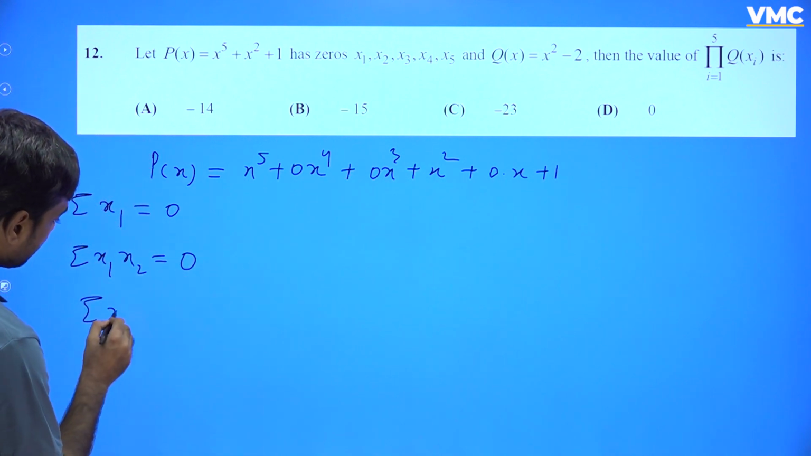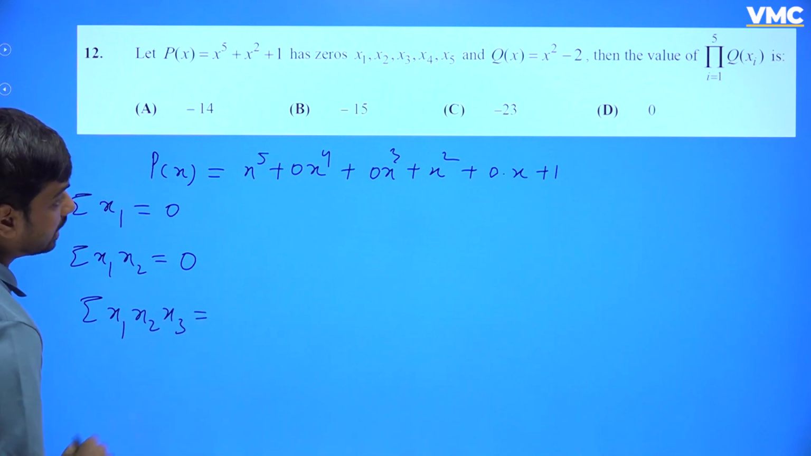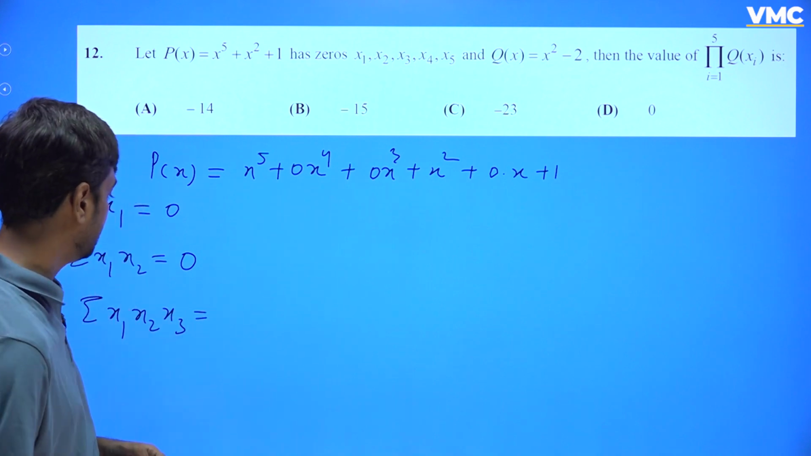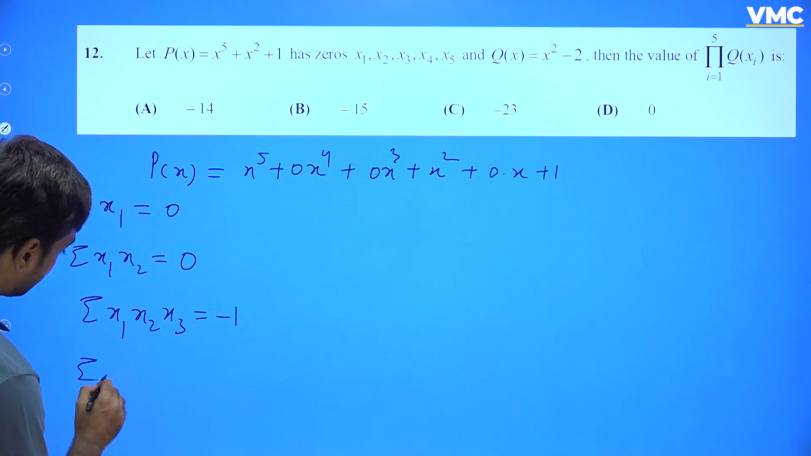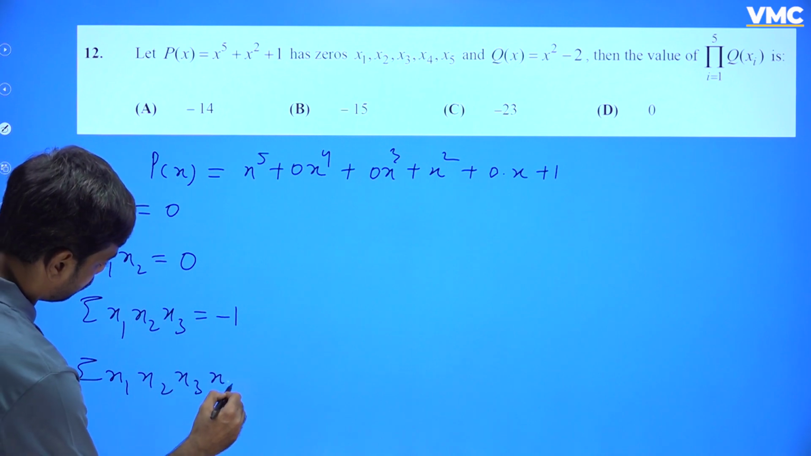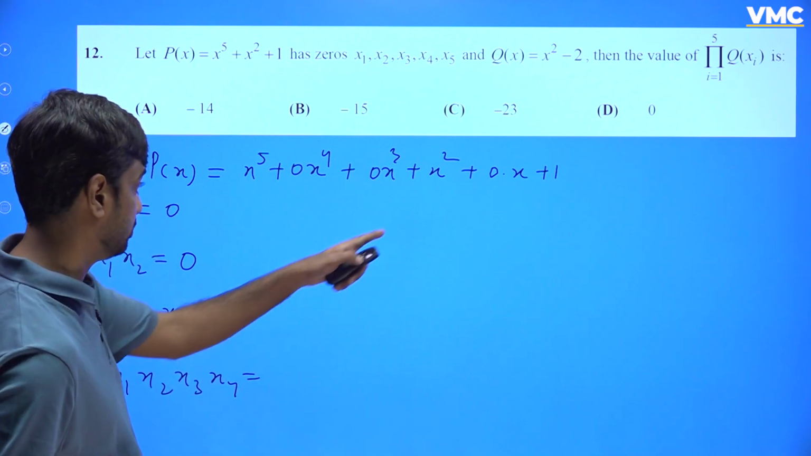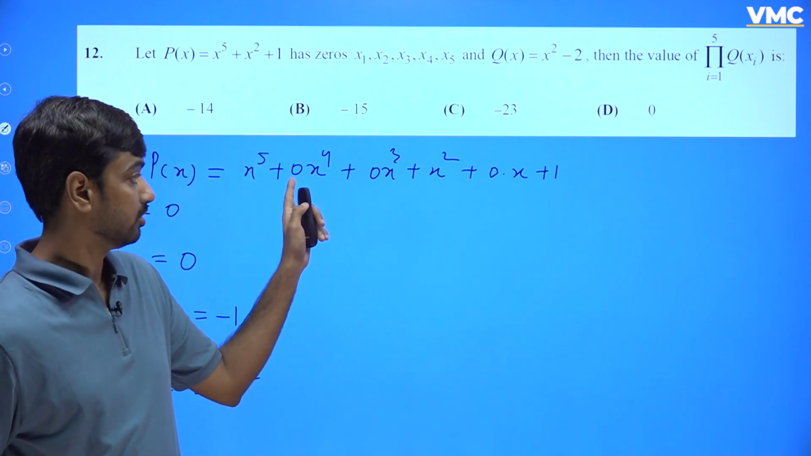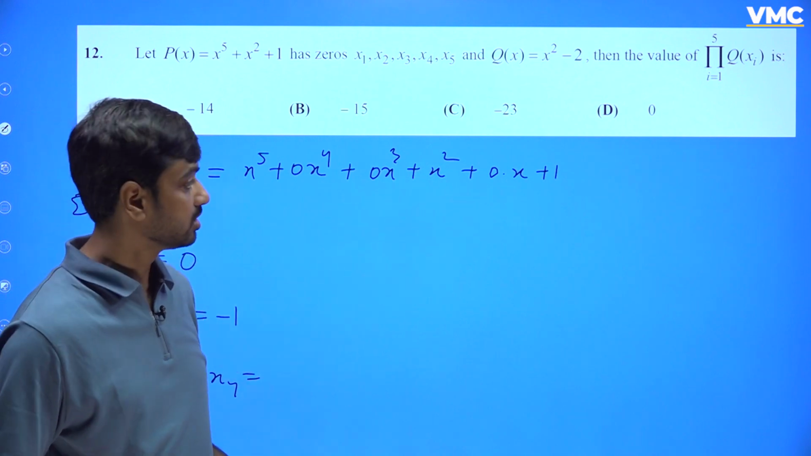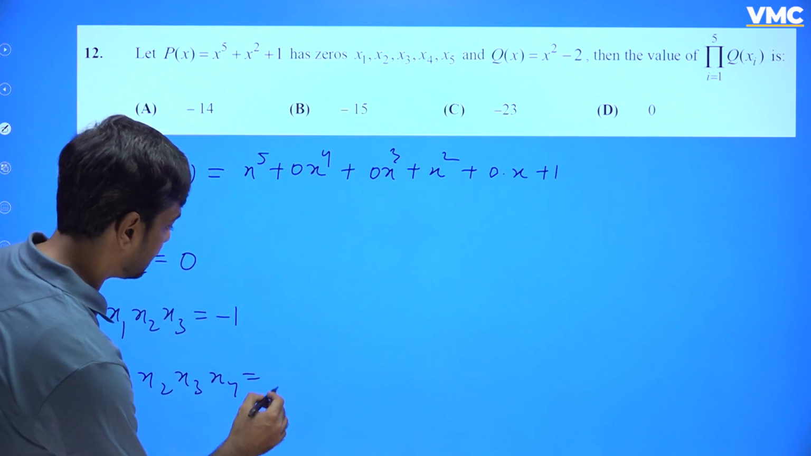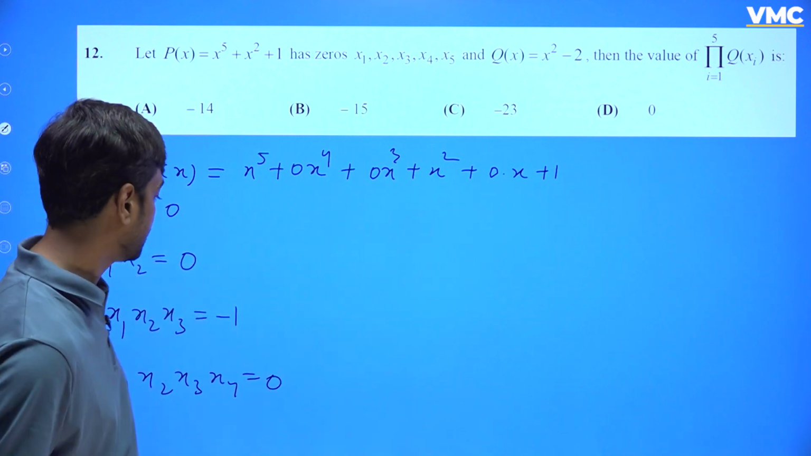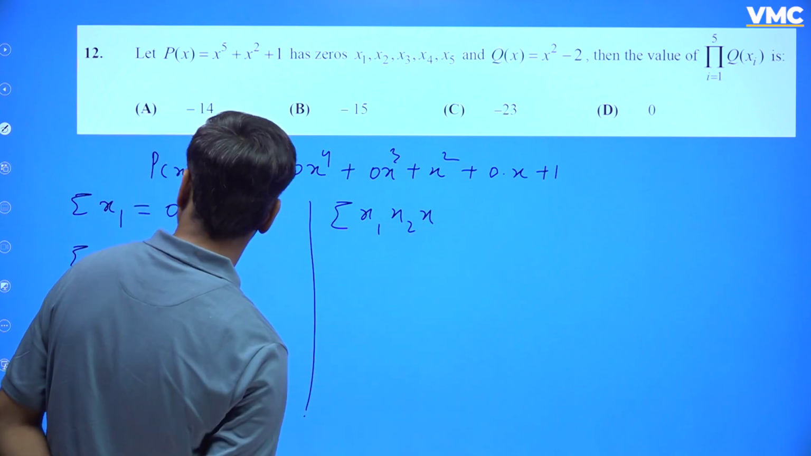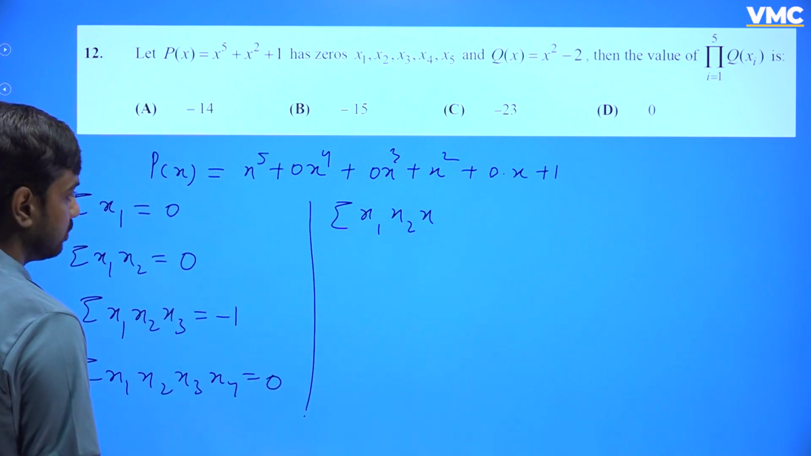Now the sum of roots taken 3 at a time is going to be minus of coefficient of x square upon coefficient of x5, so that is -1. Again we have the sum of roots taken 4 at a time, so it starts with minus, plus, minus, plus, that is coefficient of x upon coefficient of x to the power 5, that is again 0 because the coefficient of x is 0. And the last one is the sum of roots taken all at a time.